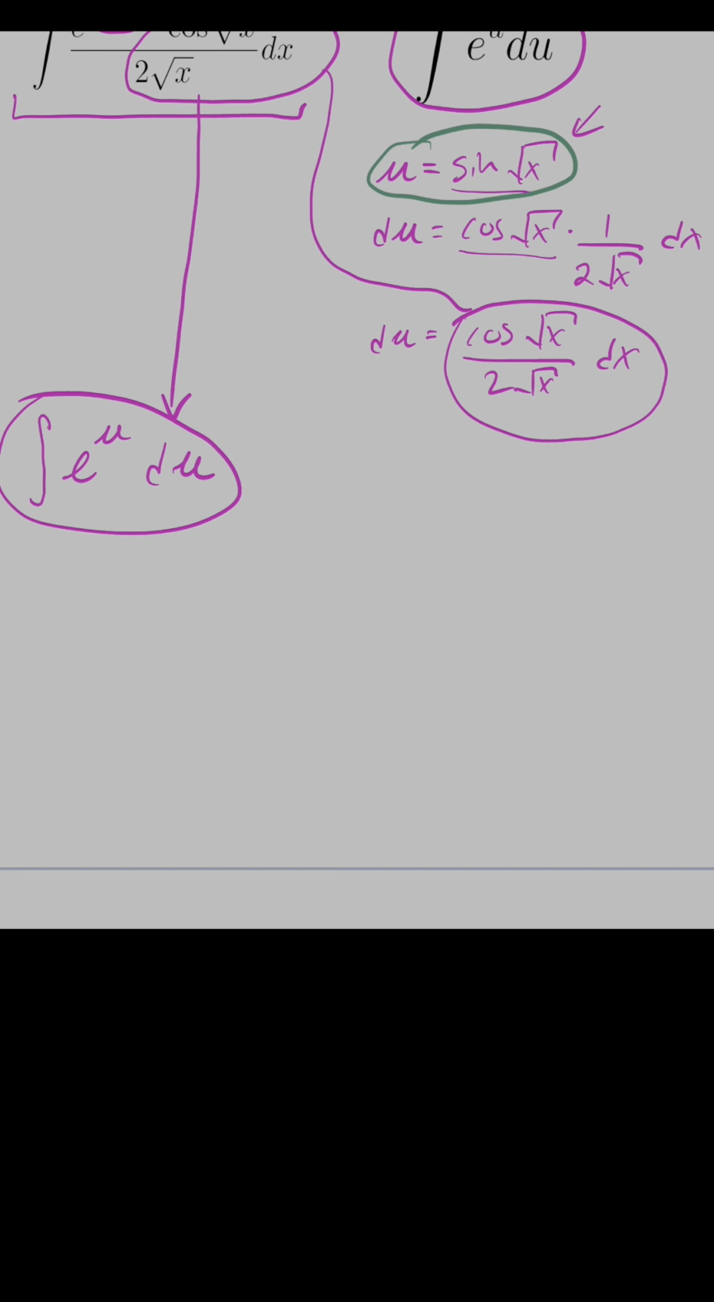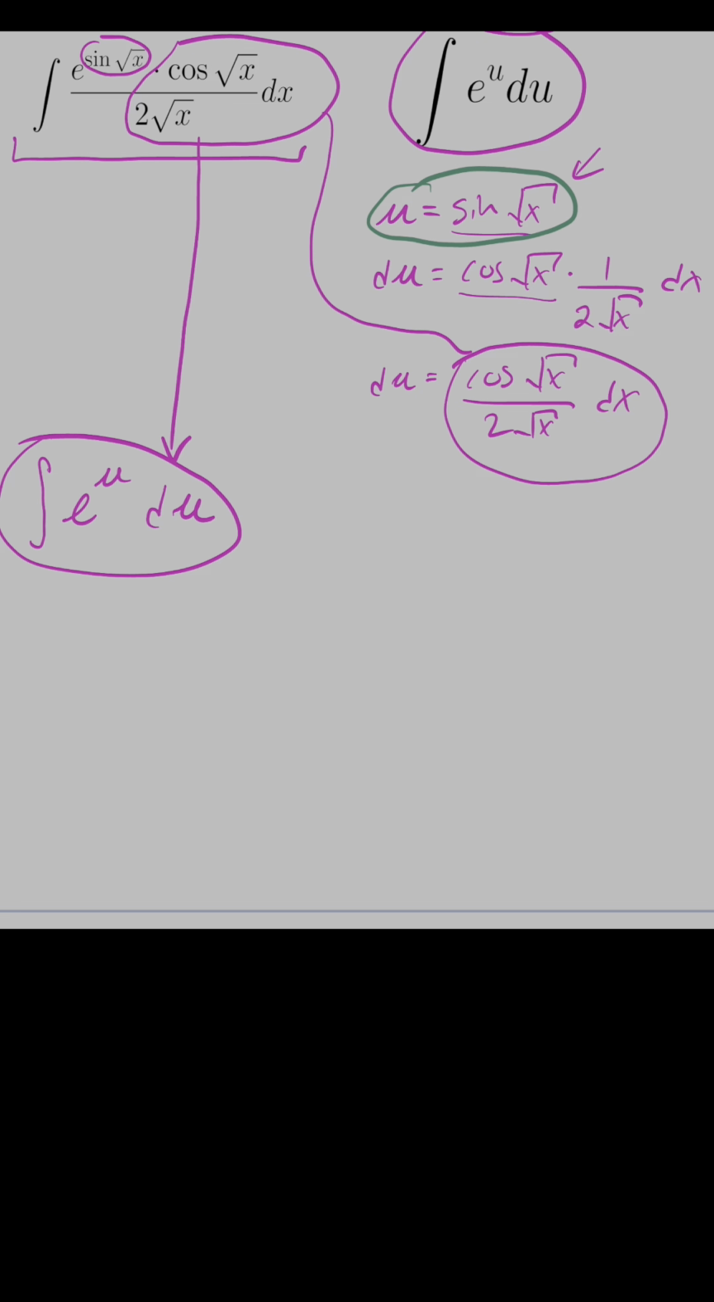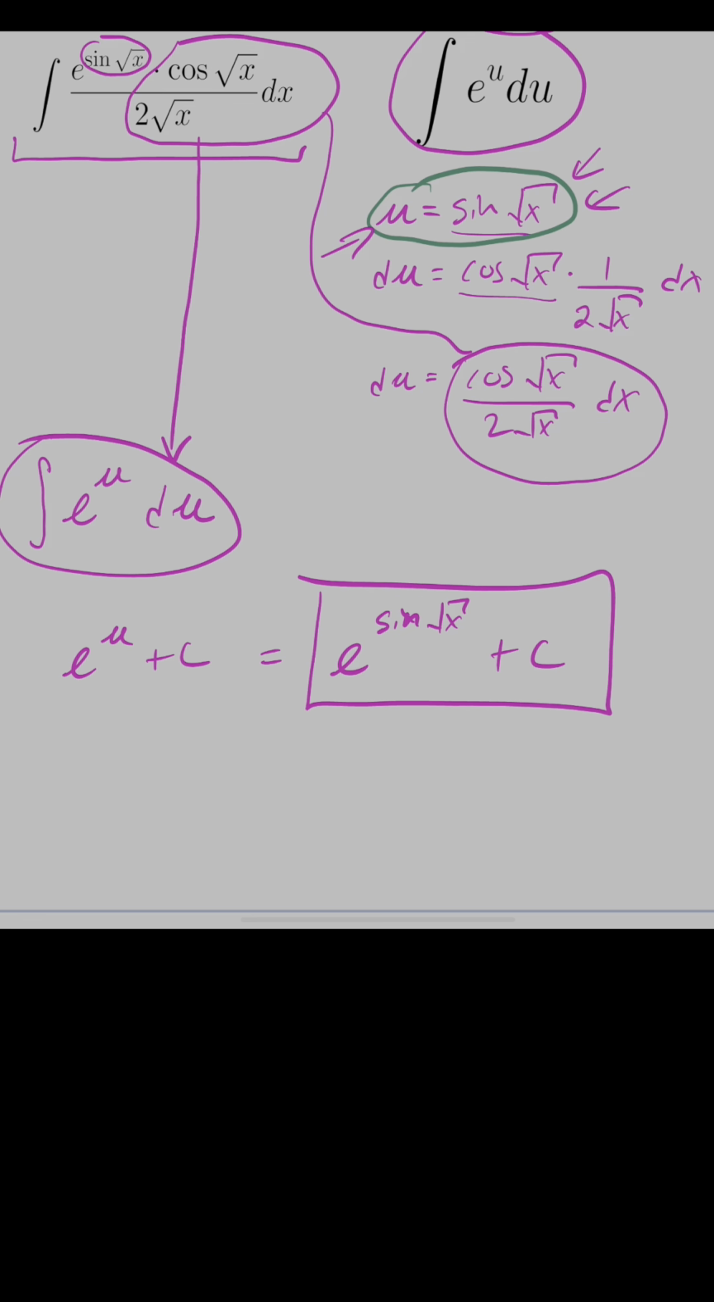So when I go out and finish this, the integral of e to the u du is just e to the u plus a constant. And then when I put u back in with what it is from up here, I end up getting e to the sine of the square root of x plus a constant. And that is a solution to that integral.